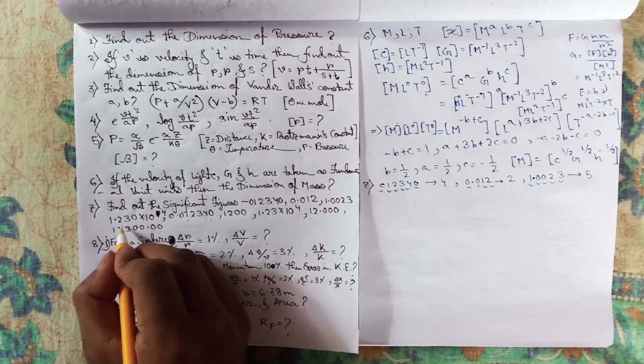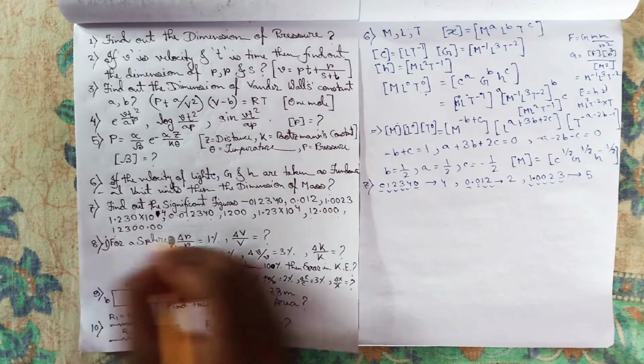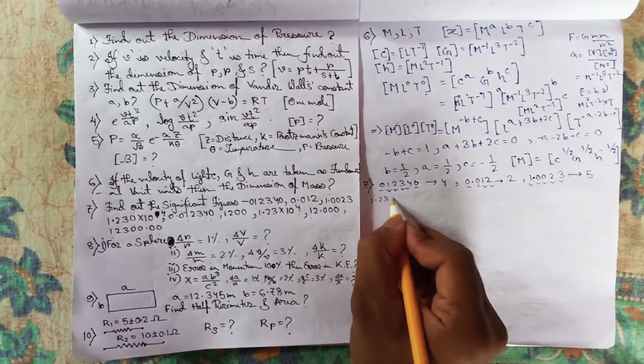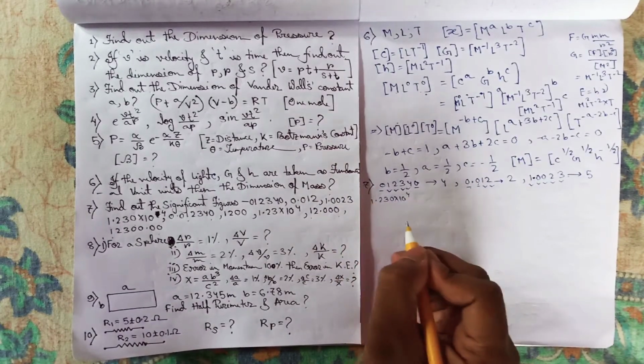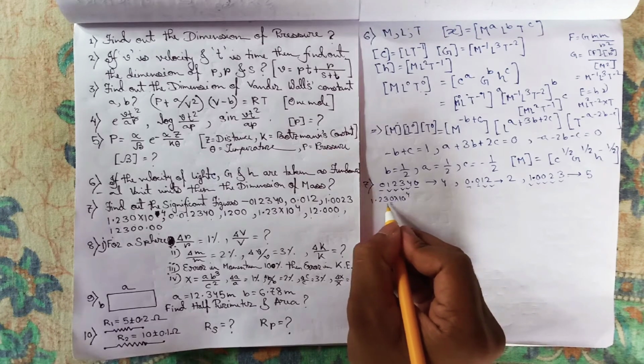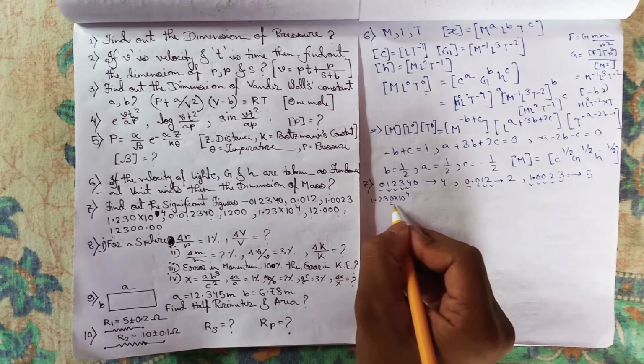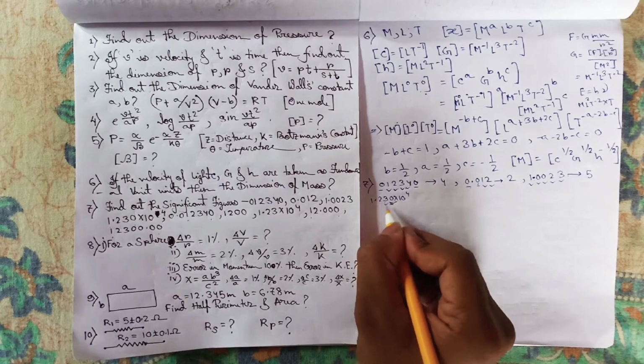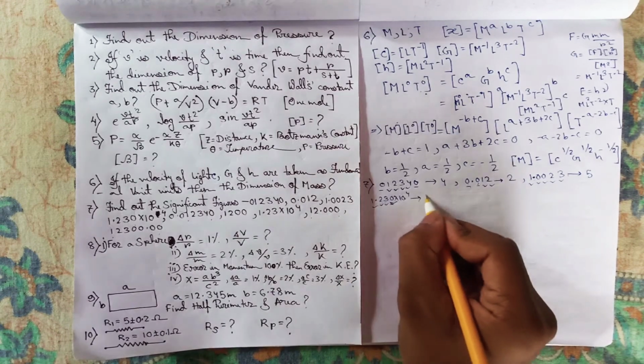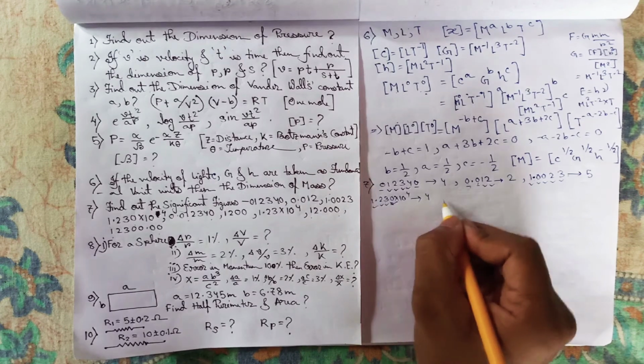Next, 1.230 into 10 to the power 4. As this 0 comes after a non-zero digit and after a decimal point, that's why this is also significant. So all the numbers are significant here. So the total number of significant figures is 4.